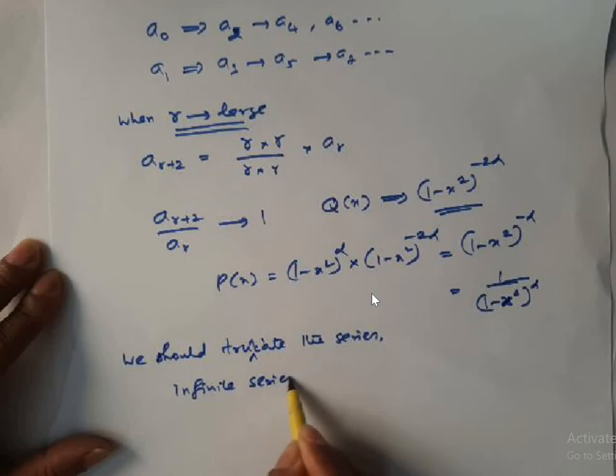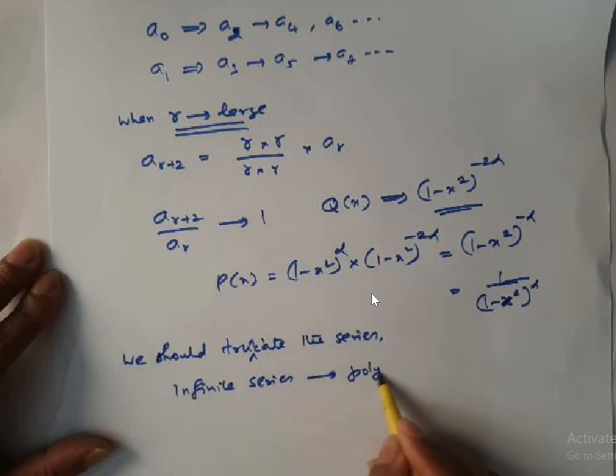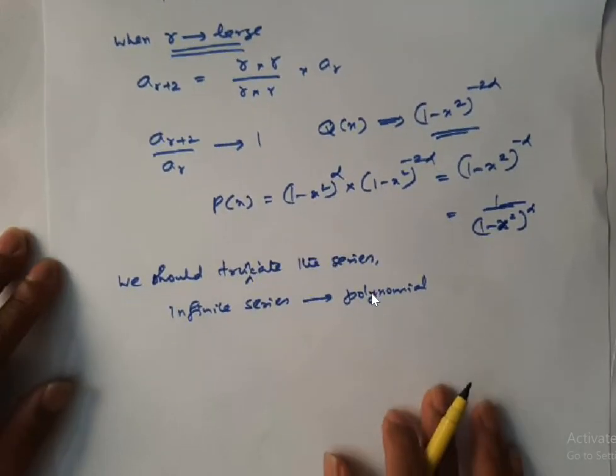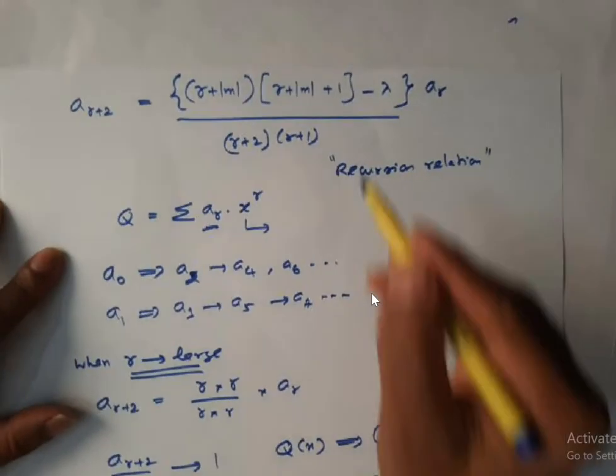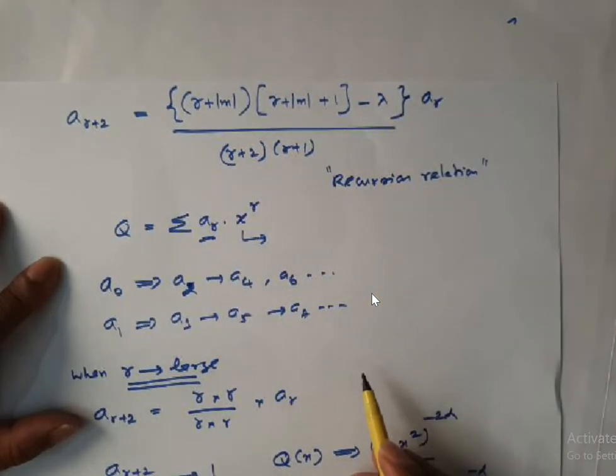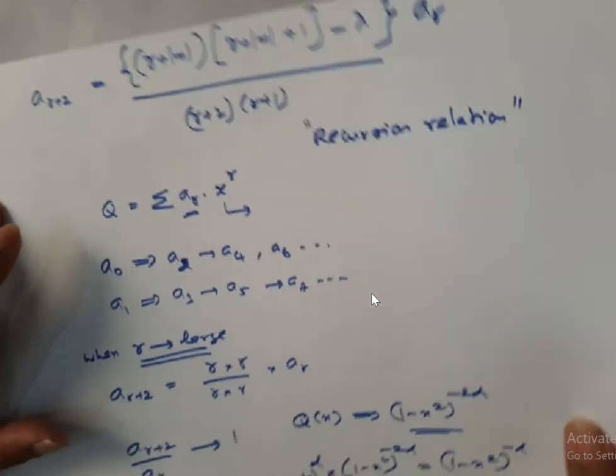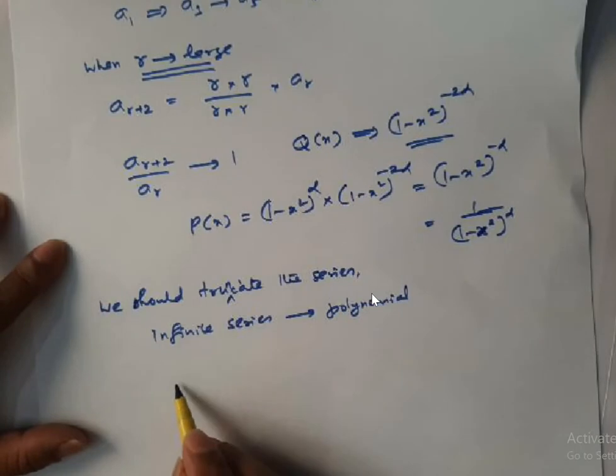That is, we should convert this infinite series into a polynomial. How to do that? We should allow the function to go up to a certain coefficient. Beyond that coefficient, all other coefficients should become 0. This is possible by making a restriction on lambda.